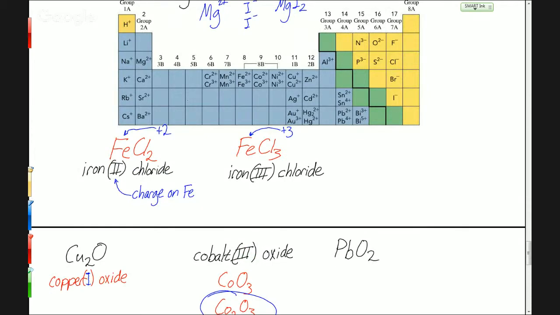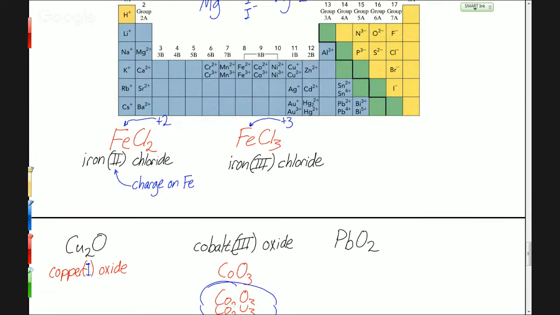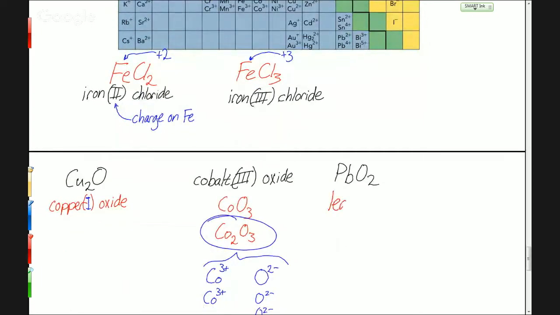Is it lead, lead 2 oxide? Let's see. What do you think? No. Well, all right, so we know it's lead, and we know it's oxide. We know it needs parentheses because lead is one of the middle ones that doesn't always have the same charge. How do we determine what the charge is on lead?